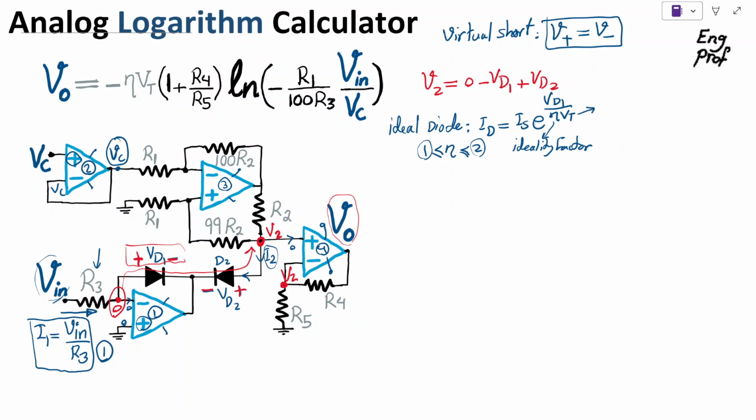And VT is the thermal voltage of the diode, and at room temperature it is around 25 millivolts. It depends on the exact temperature, but VT's formula, which we're not going to deal with, is just K times T divided by Q, in which K is the Boltzmann constant, T is the temperature of the junction of the diode in Kelvin, and Q is the charge of one electron in Coulomb, roughly 1.6 times 10 to the minus 19 Coulomb. When you compute that, it ends up close to 25 millivolts at room temperature.